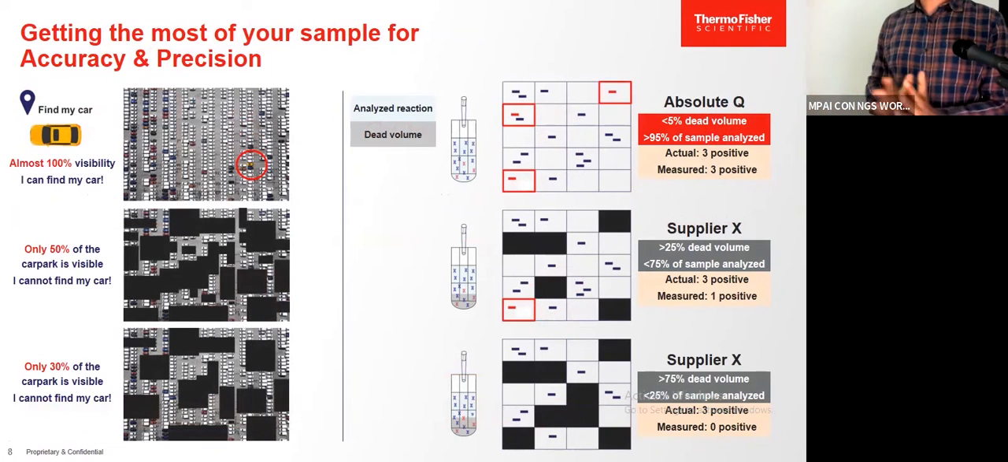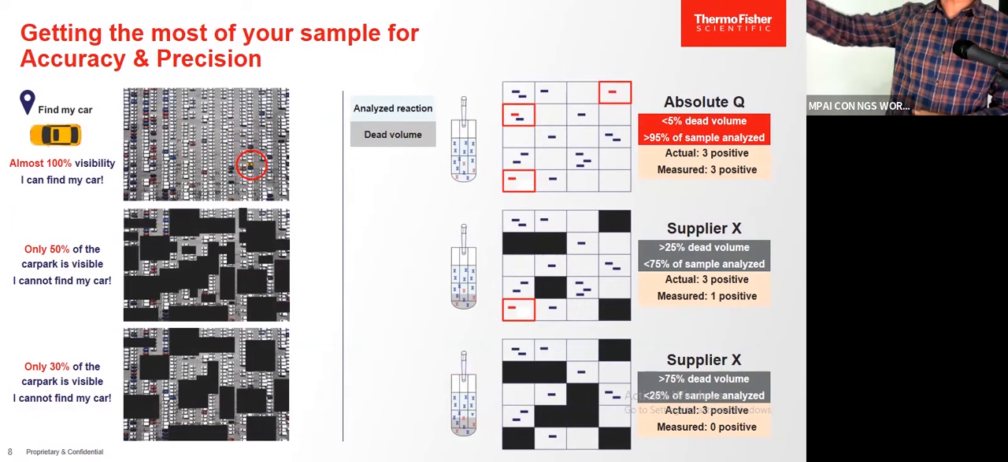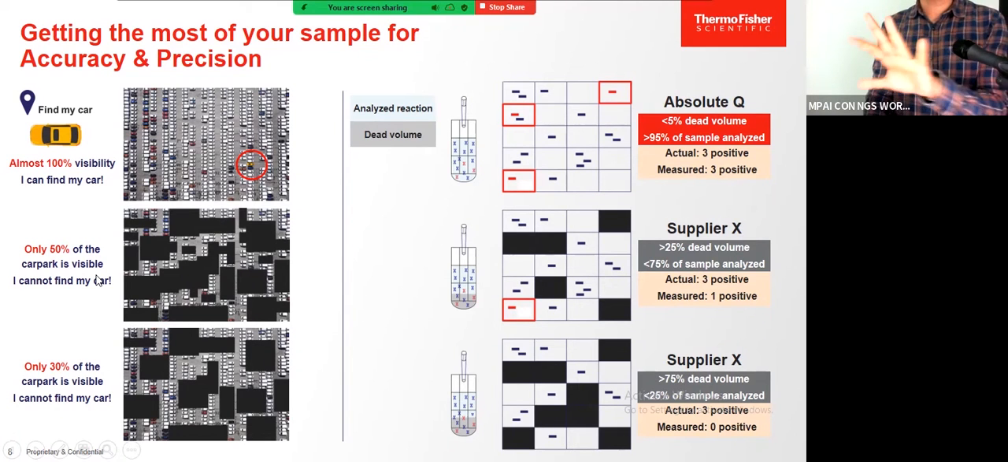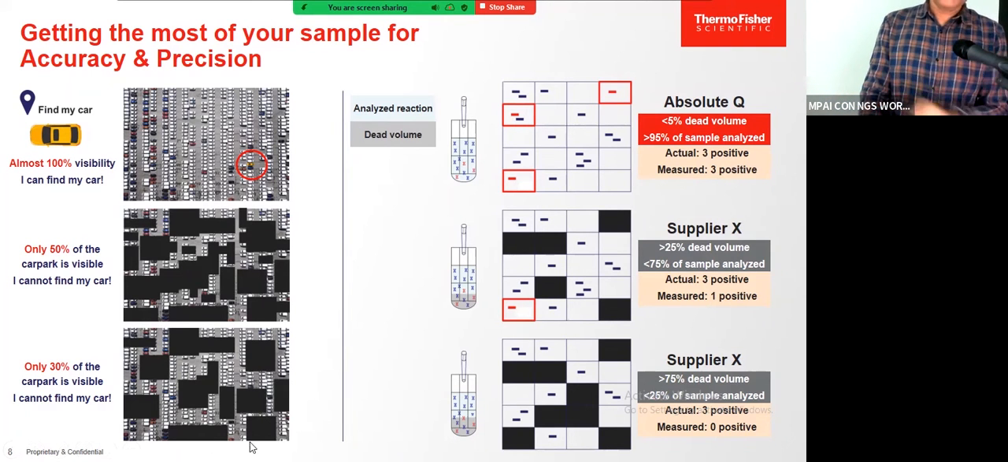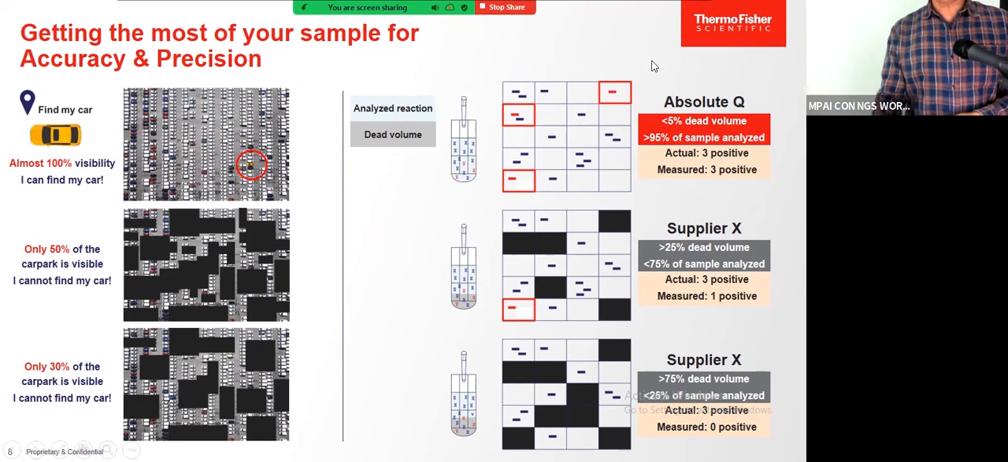I have a yellow car, and if somebody asks me whether the yellow car is present in this parking slot or not, if I have a complete picture, then I can say yes, it is there. But suppose only 50% of the car park is visible to me, I will say there is no yellow car, but the fact is that there is a yellow car. Similarly, even at 30%, the probability is very high that I will not be able to see the yellow car. Same thing happens with the sample.